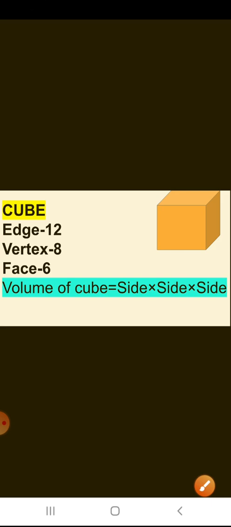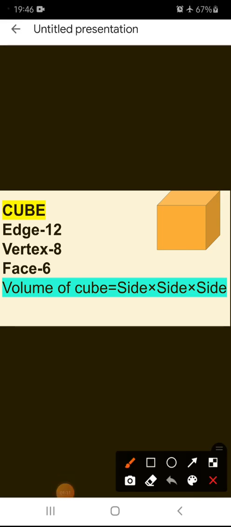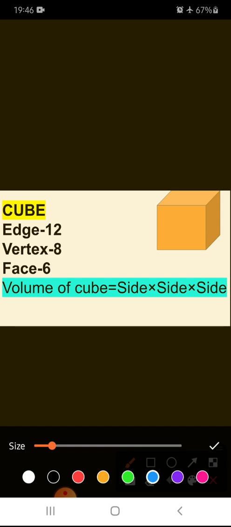In that we studied about the cube: the edges of a cube, the vertices of a cube and the faces of a cube. We studied that a cube has 12 edges, and we counted them: 1, 2, 3, 4, 5, 6, 7, 8, 9 and 10, 11 here and 12 at the back. So 12 edges are there.